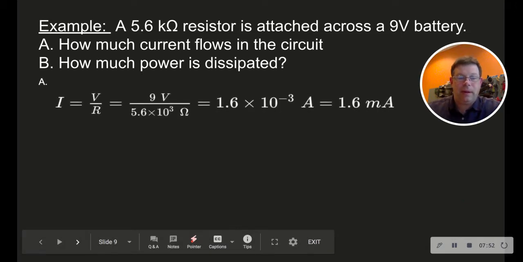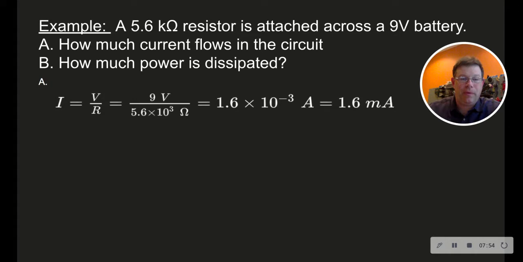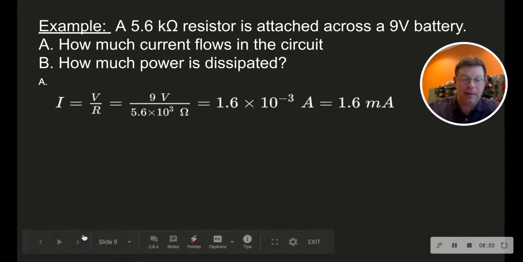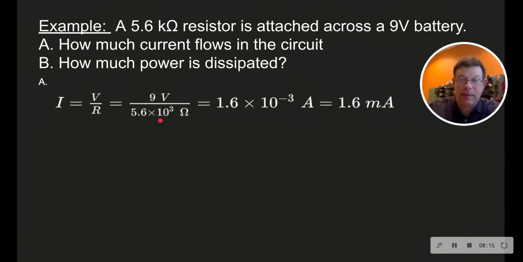So for part A, we use the form of Ohm's law, which is written as current equals, because current is what we're looking for. So current equals the voltage over the resistance. And then we just have to plug in the numbers that we have. So 9 volts is the voltage, and 5.6 kilo ohms, and I've used the identity a kilo is times 10 to the 3, or times 1,000.